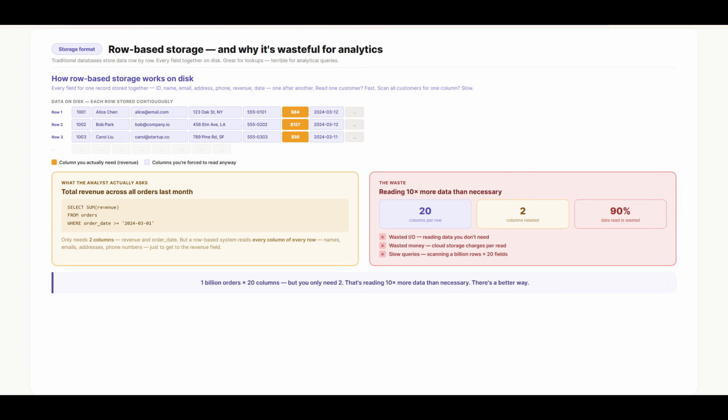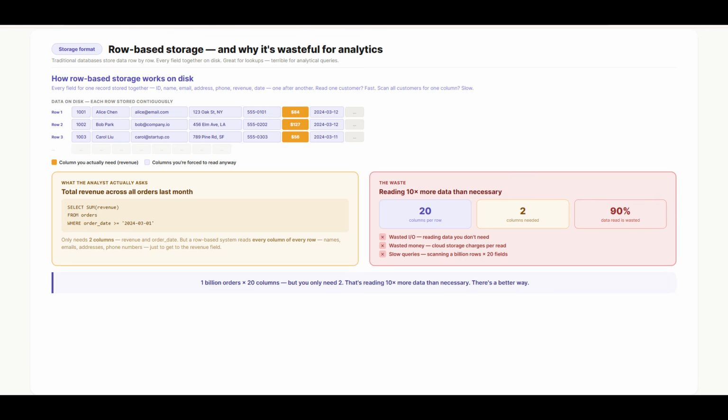But think about what an analyst actually does. They don't say, give me everything about customer 123. They say, give me the total revenue across all orders last month. To answer that, a row-based system has to read every single row, every order, every field, even the fields it doesn't need. Customer names, shipping addresses, product descriptions, just to get to the revenue column. If you have a billion orders with 20 columns each, but you only need 2 columns for your query, you're reading 10 times more data than necessary. That's wasted I/O. That's wasted money on cloud storage reads.